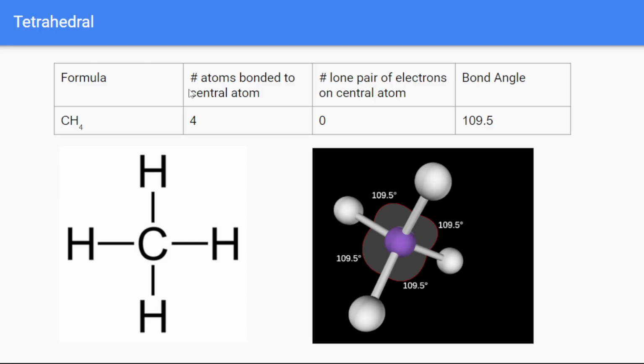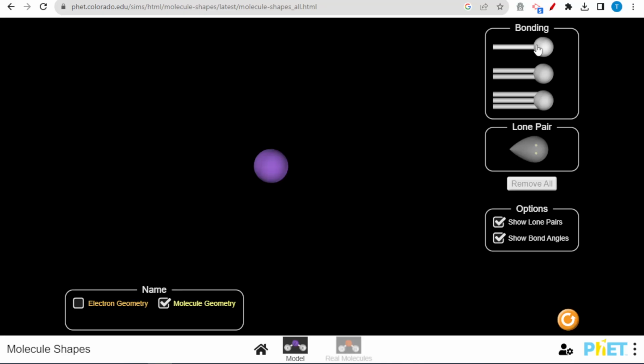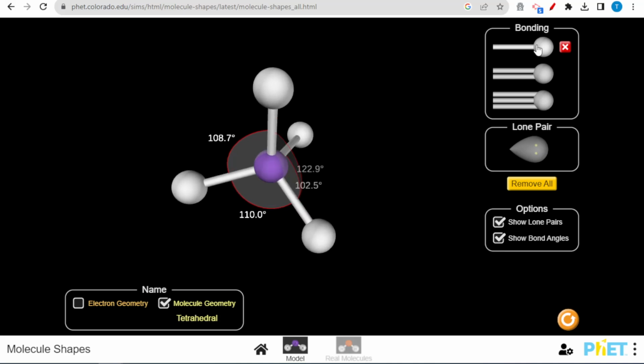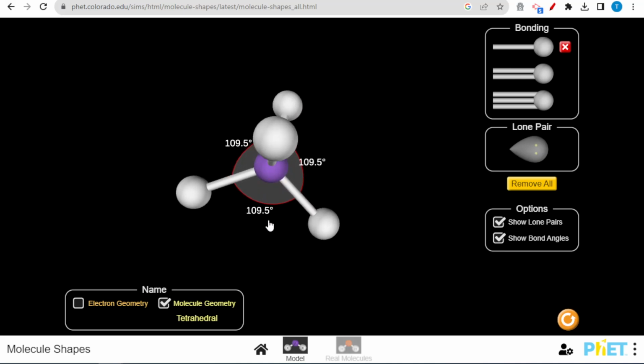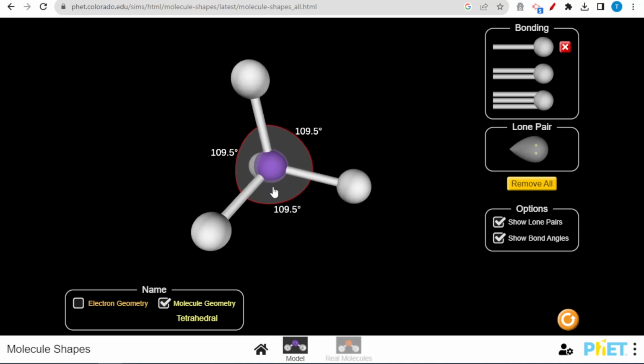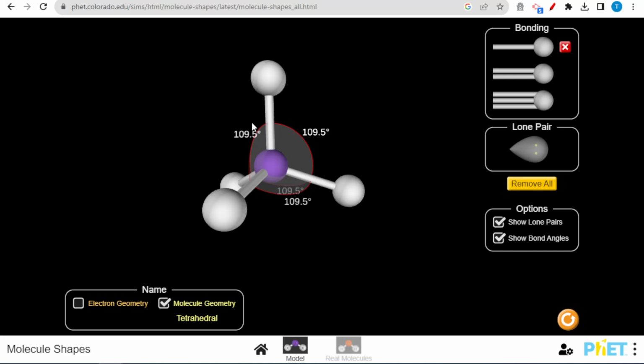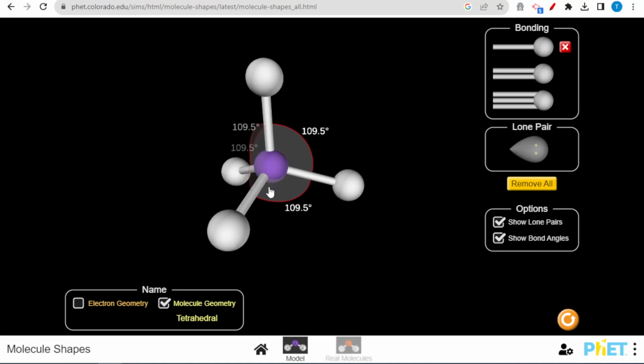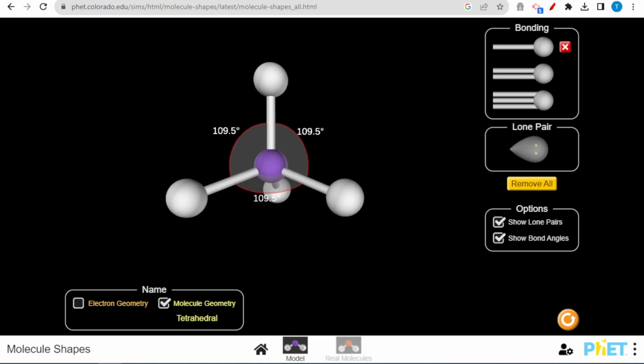The last example is called tetrahedral. That's where the central atom has four atoms bonded to it with zero lone pair with an angle of 109.5. We have our central atom with 1, 2, 3, 4 atoms bonded to it. And notice that it looks a lot like that trigonal pyramidal, right? But instead of having a lone pair on top, it has another atom on top. Same thing, 109.5. Okay, hopefully that helps.